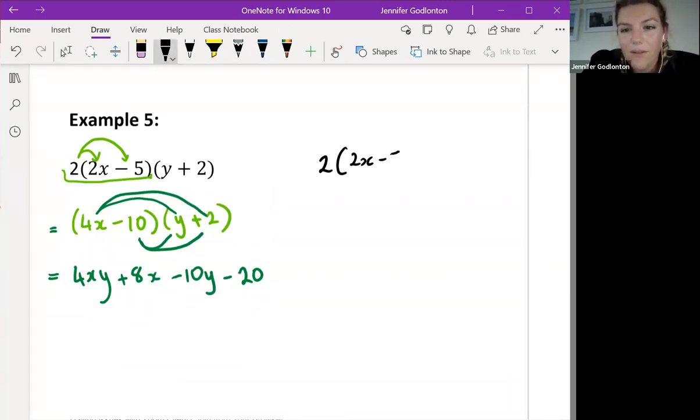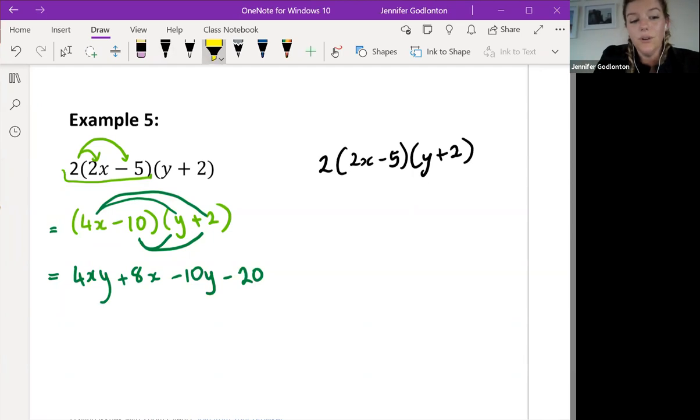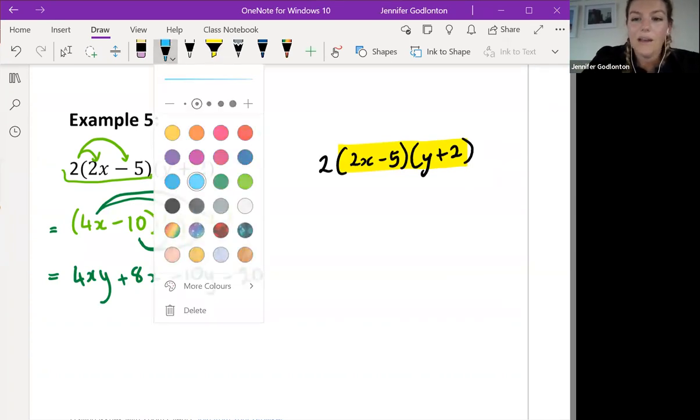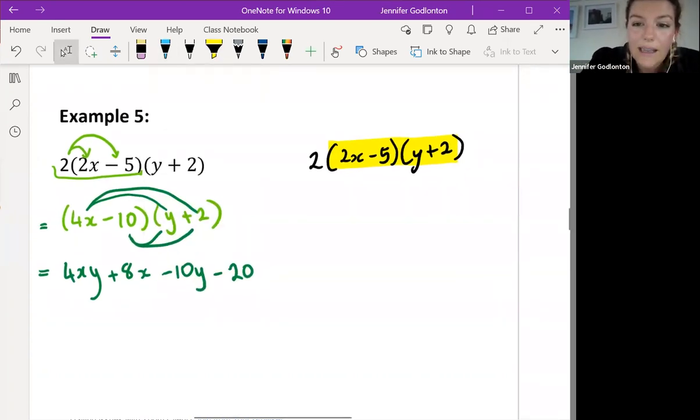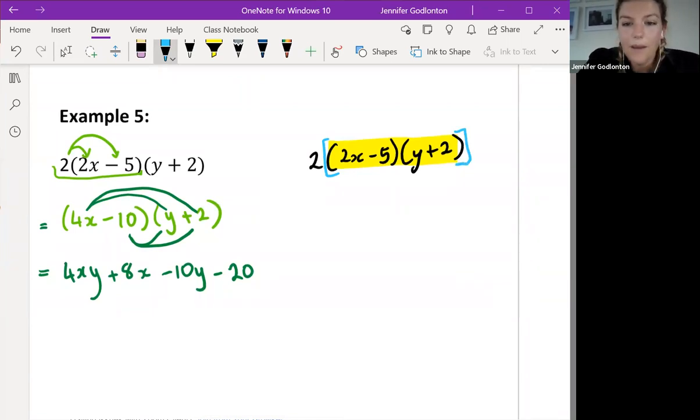2x minus 5, y plus 2. Okay. Option 2 is we do our FOIL on those 2 terms first. And we keep these guys in a big bracket. Okay. So we keep that 2 there. And then we do this FOIL.